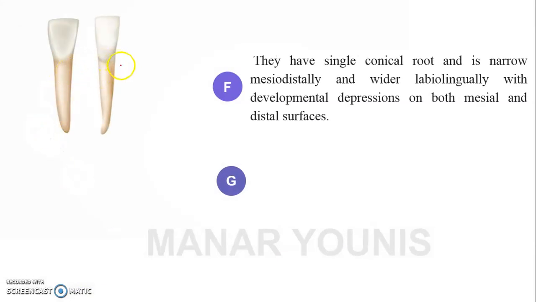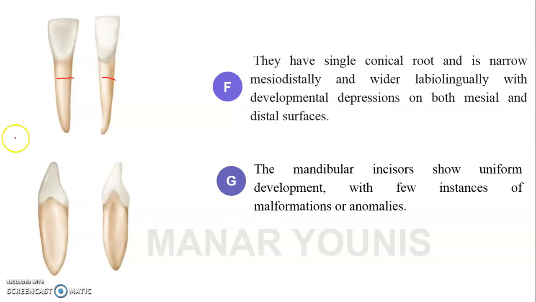They have a single conical root, which is narrow mesodistally, as depicted in this figure. However, their roots, both the central and lateral, are wide labiolingually, and they have a broad developmental depression, as you can see here, extending on most of the root length for both the mesial and distal aspects. Finally, the mandibular incisors show uniform development with few instances of malformations or anomalies.